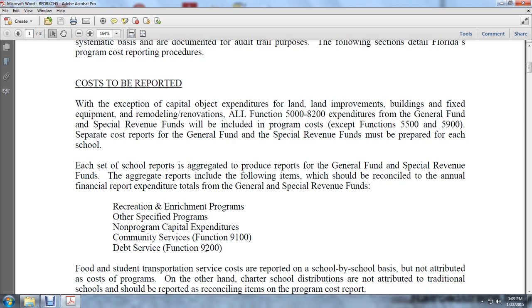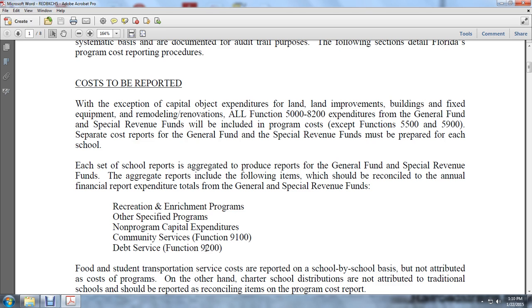Costs to be reported. With the exception of capital outlay expenditures for land, improvements, buildings, fixed equipment, and remodeling and renovations, all functions from 5,000 to 8,200 expenditures of the general fund and the special revenue funds will be included in the program cost, except for functions 5,500 and 5,900. Separate cost reports of the general fund and special revenue funds must be reported for each of the schools.